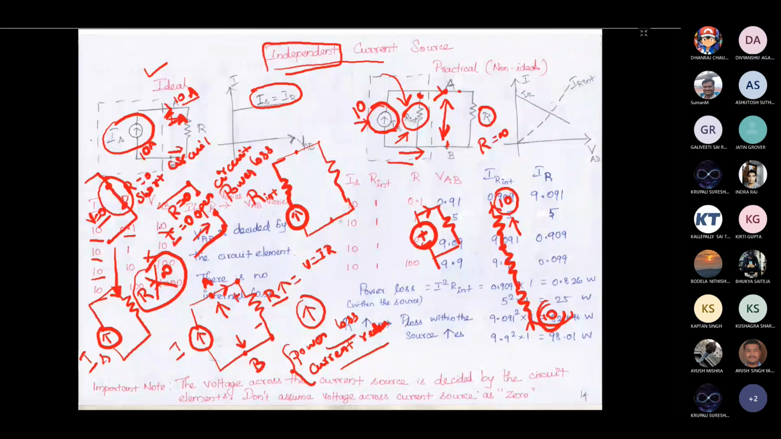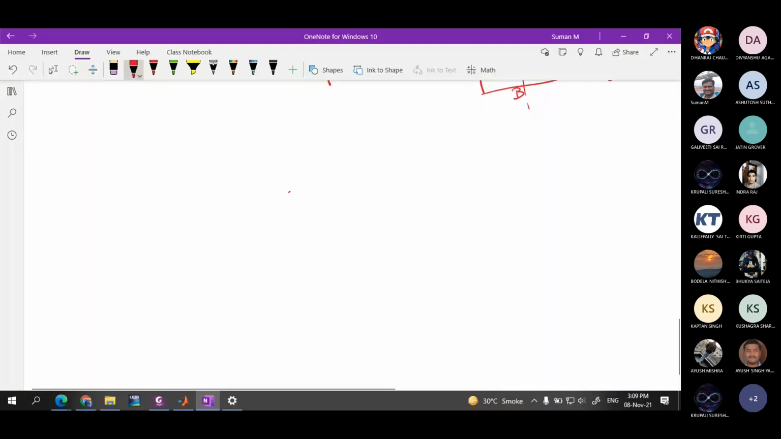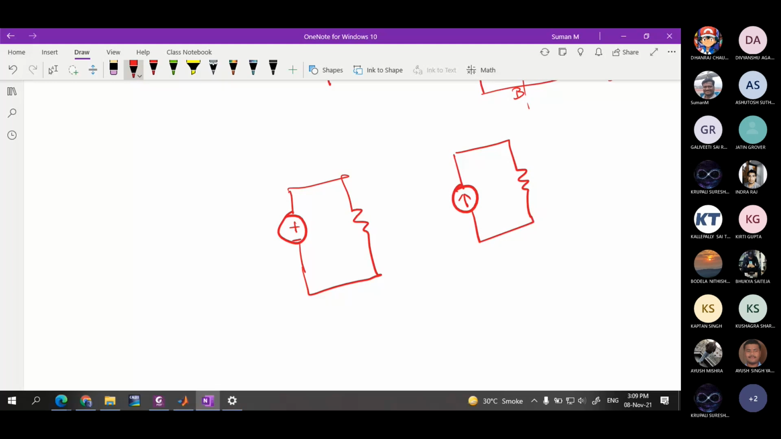Yes, sir. Okay, one thing you note down, one thing you be careful about. See, if you have a voltage source like this, with a resistor, and then a current source with a resistor, why do I want to tell you this? For a voltage source, let's say the voltage magnitude is 10 and the resistance value is changing. So the current coming out of this source is dependent on this resistor.